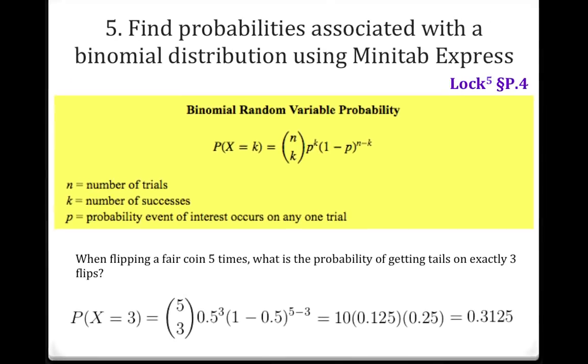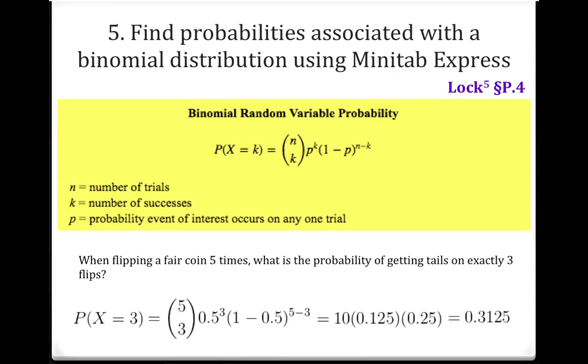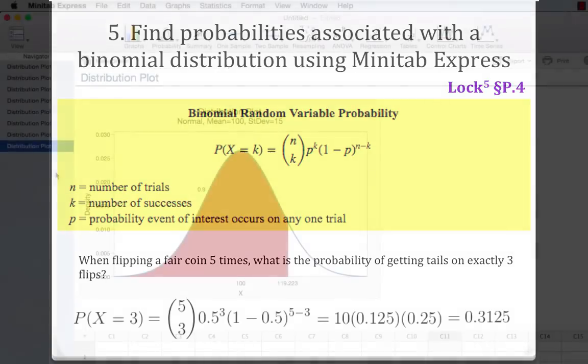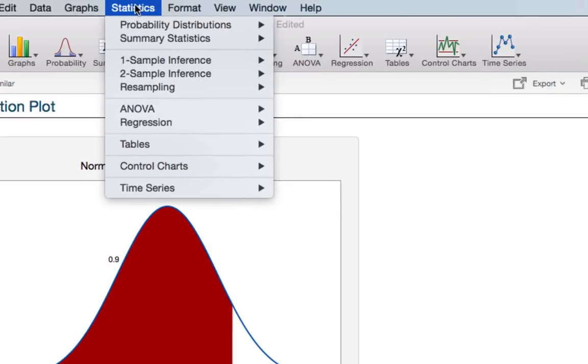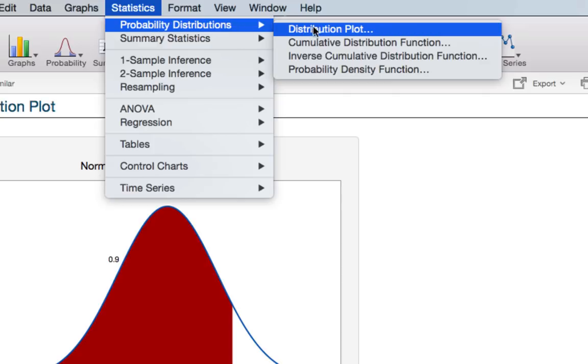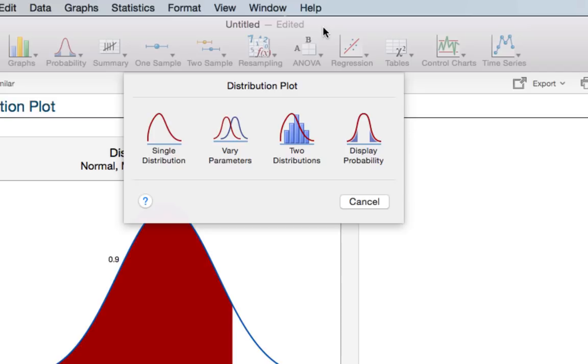Now I'm going to take you to Minitab Express to show you how these probabilities can be found there by constructing a probability distribution plot for this binomial random variable. Again, with a blank data set, I am going to go to Statistics to construct a distribution plot. First, I'm going to show you how to construct the probability distribution with no probability shaded in and displayed. So for this example, I'll go to single distribution.